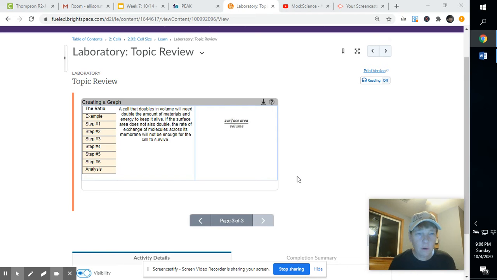Hi guys, I wanted to go over this cell size assignment. It's 2.03, and if you take a look at the top, it's in the table of contents under cells. I'm starting with the topic review because this is a really good example.